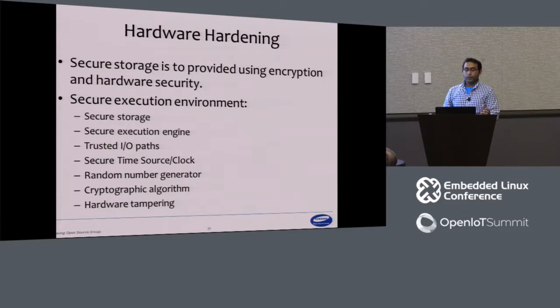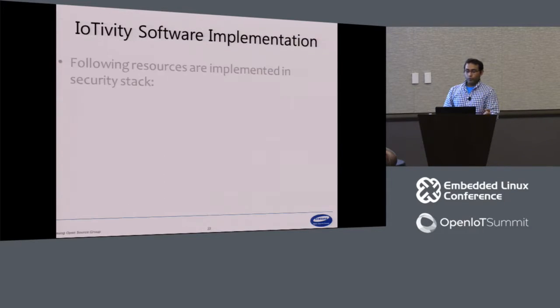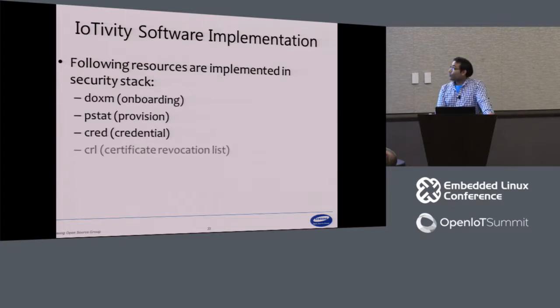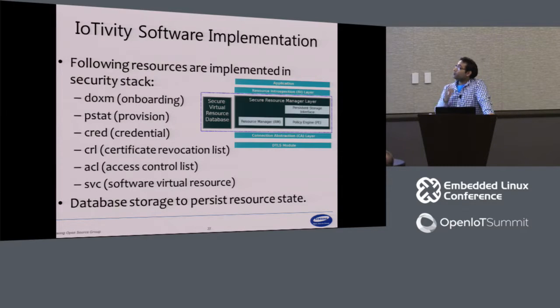So once we have the key, it's used for, okay, I'll go into more detail about the software implementation of IoTivity. Here, how it's implemented in IoTivity is that all the resources are part of something called the Secure Resource Manager. It's there on both the rich device and the light device. Each has a different purpose.